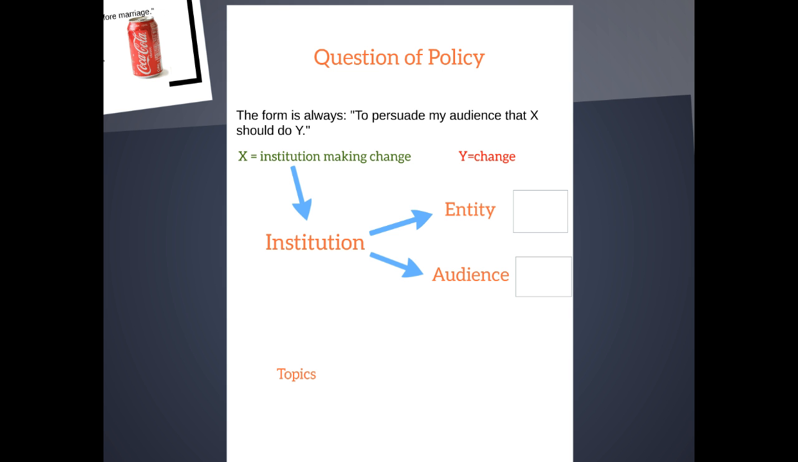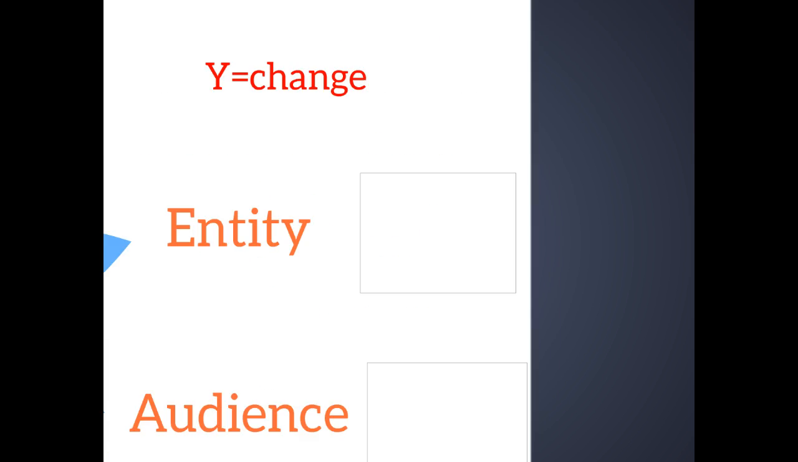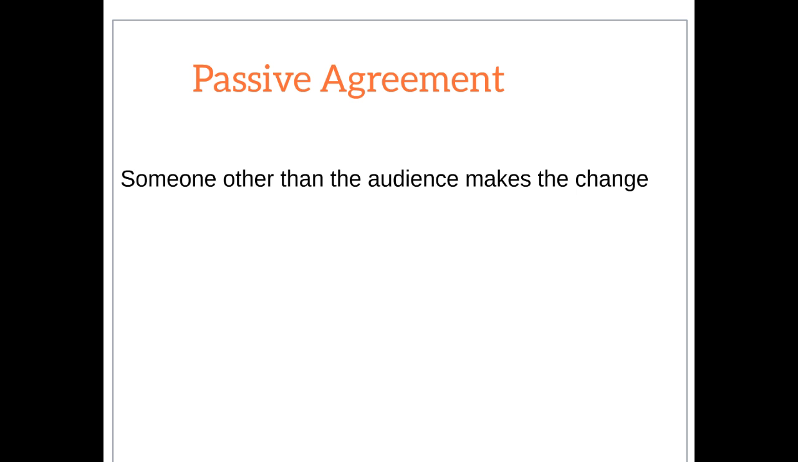So when we're talking about institution, you first have to identify who is making the change. Who is it that is actually the institution? Because that's going to change what the topic is. So there's two options in a question of policy. The first is passive agreement. Passive agreement is when someone other than the audience makes the change. So I like to think of them as being passive, right? They're not actually doing something.